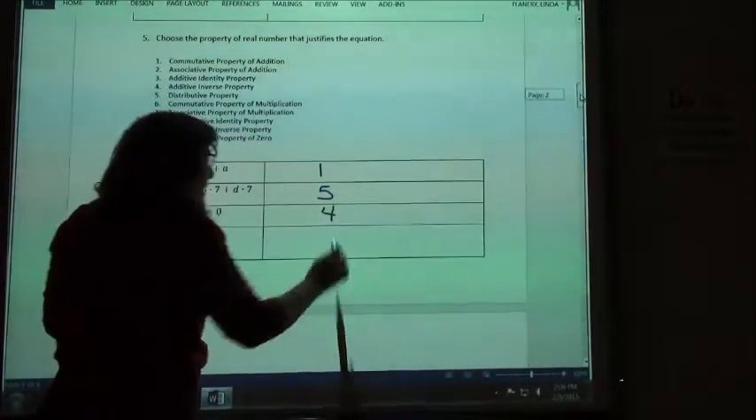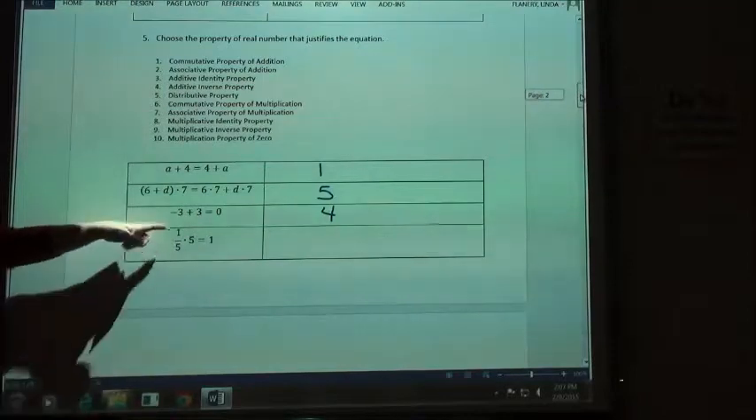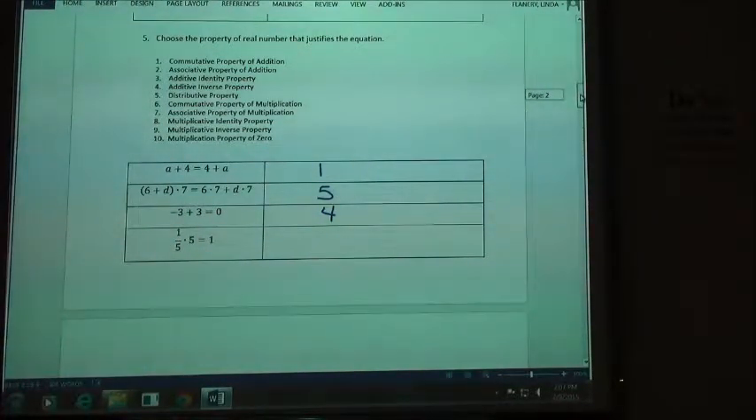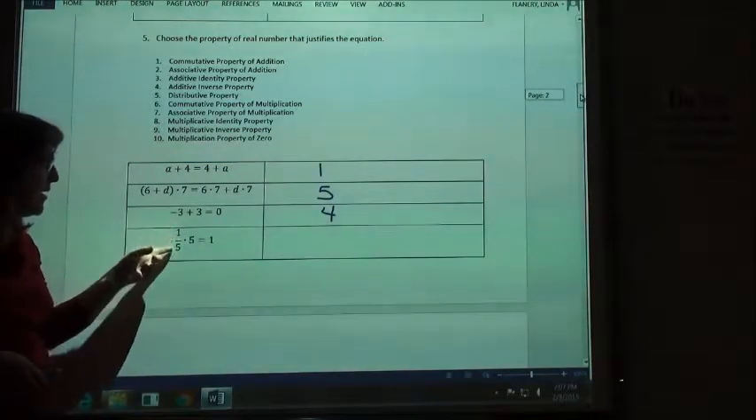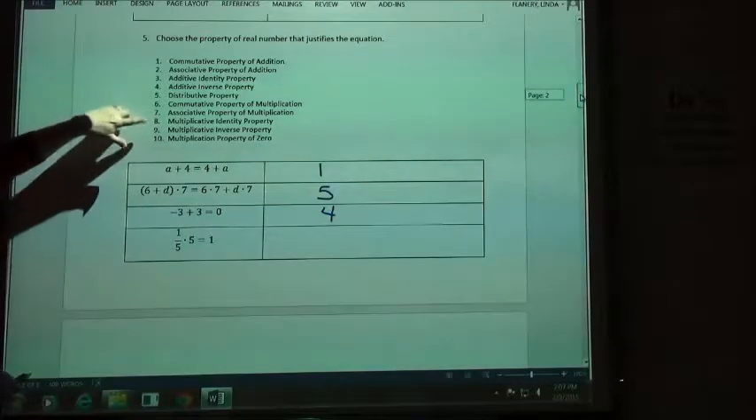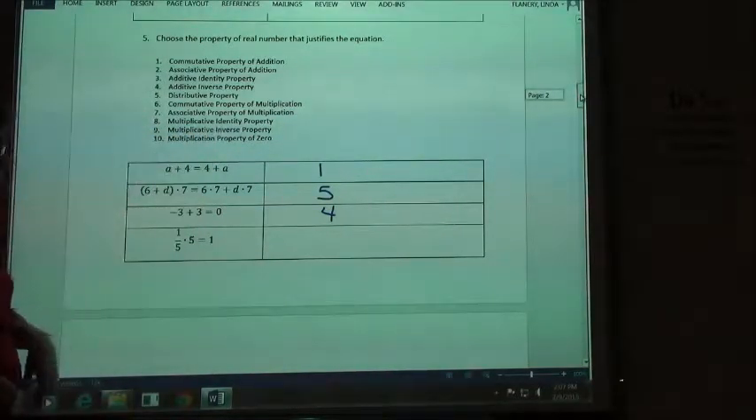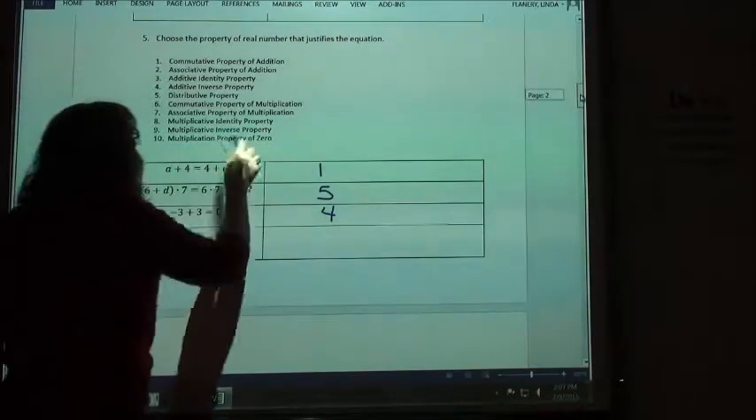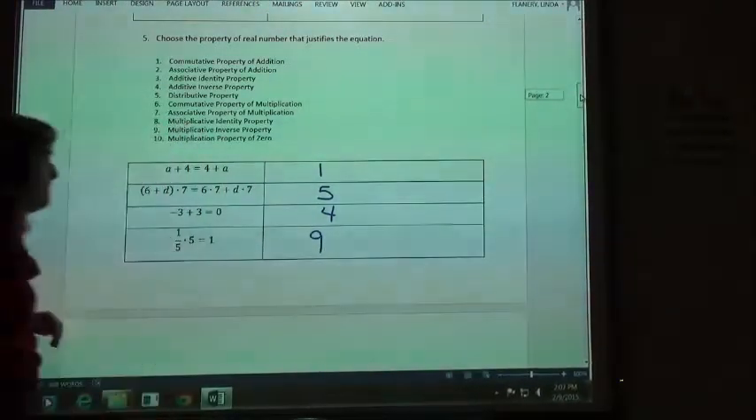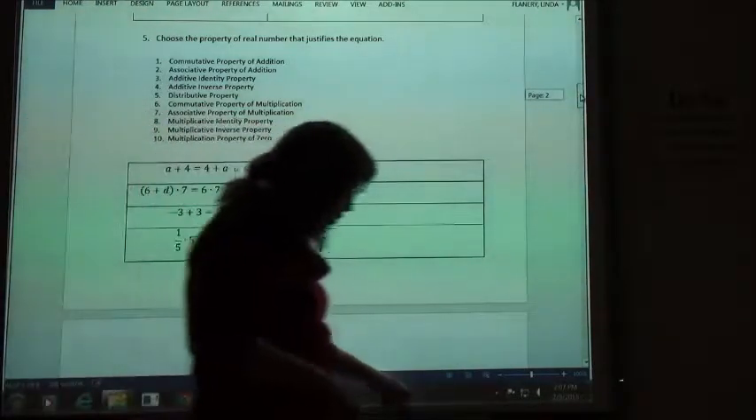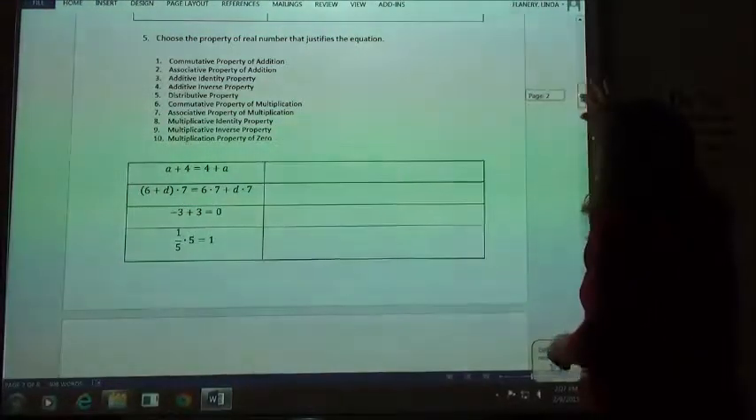Inverse means opposite. Here, I have 1/5 times 5 equals 1. That's the one I said looked kind of weird. I'm taking something times its reciprocal, it's equal to 1. That's my multiplicative inverse property. Multiplying by the reciprocal. Multiplicative inverse, number 9. Go ahead, try to do the next 4 here while I'm moving the board.